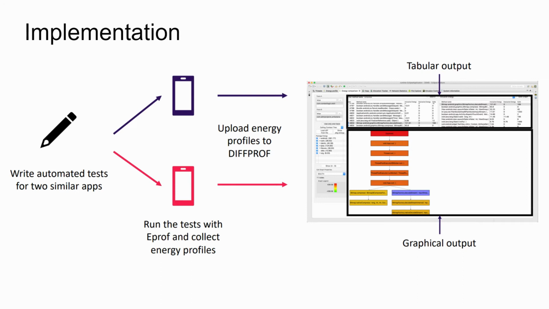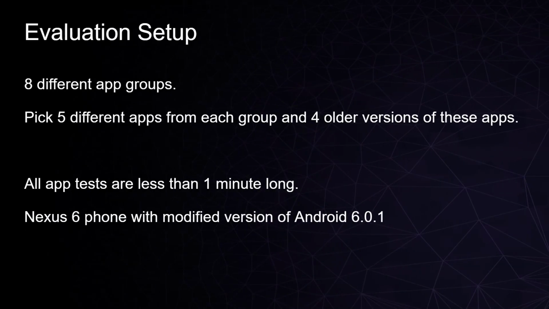So an author who's making a messaging app, for example, could take Skype and run tests with eprof collecting energy profiles, and then run tests with eprof on their own app collecting energy profiles. They will upload the energy profiles to Diffprof and use the GUI to try and find similar Erlenmeyer flask-shaped call trees and find which parts of the call tree are using more energy.